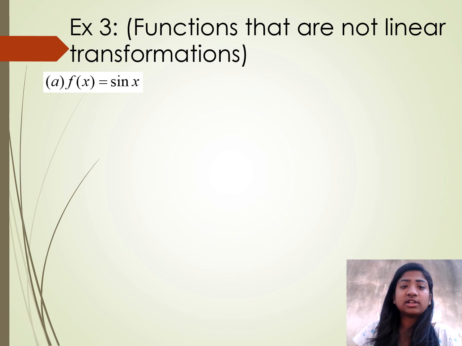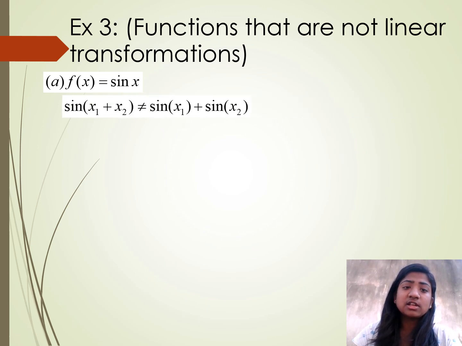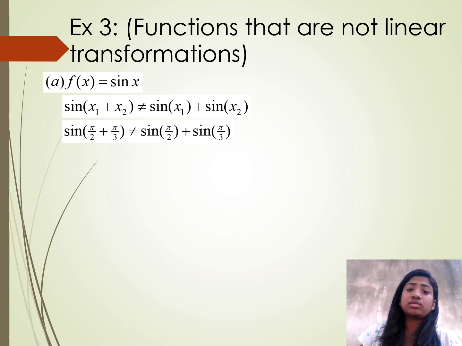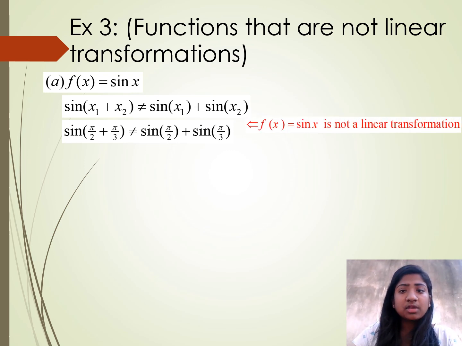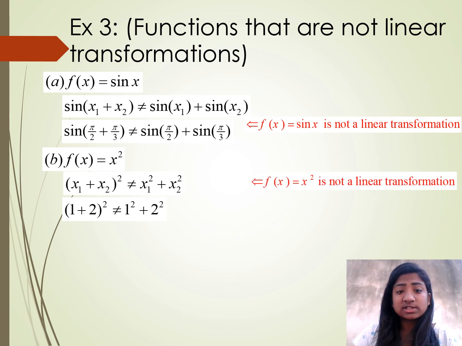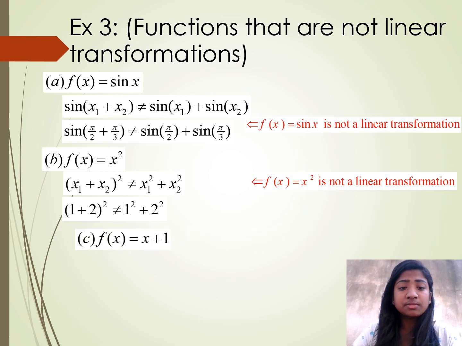Functions that are not linear transformations. f of x equals sin x. Sin of x1 plus x2 is not equal to sin x1 plus sin x2. Sin of pi by 2 plus pi by 3 is not equal to sin pi by 2 plus sin pi by 3. Here f of x equals sin x is not a linear transformation. And f of x equals x square: x1 plus x2 whole square is not equal to x1 square plus x2 square, and 1 plus 2 whole square is not equal to 1 square plus 2 square, so f of x equals x square is not a linear transformation.